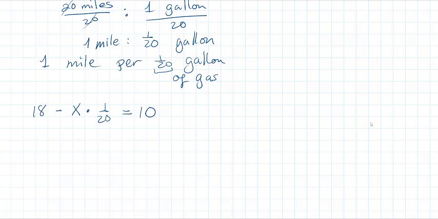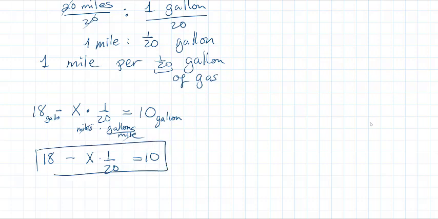So we have 18 gallons here, 10 gallons here, and here we have miles times gallons per mile. Okay, so in terms of the units, we're doing okay. Let's write this out again. 18 minus x times 1 over 20 equals 10. This is our equation. How do we solve this equation?